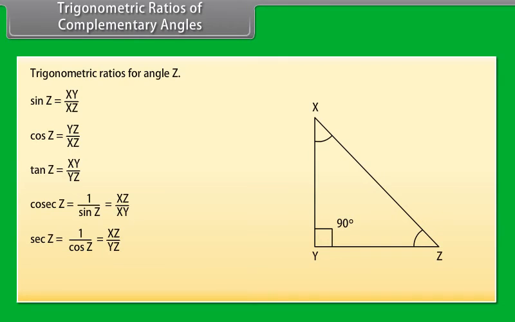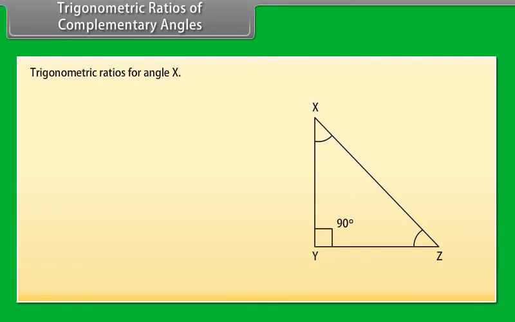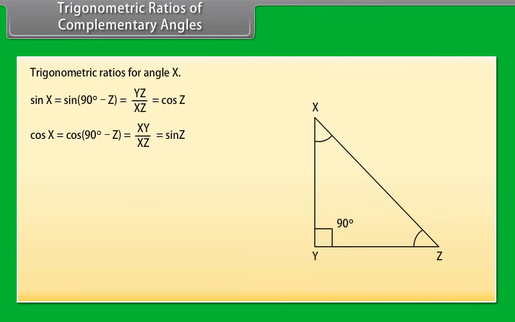Let us first list the trigonometric ratios of angle Z. Sin Z is equal to XY upon XZ. Cos Z is equal to YZ upon XZ. Tan Z is equal to XY upon YZ. Cosec Z is equal to 1 upon sin Z, which equals XZ upon XY. Sec Z is equal to 1 upon cos Z, which equals XZ upon YZ. Cot Z is equal to 1 upon tan Z, which equals YZ upon XY.